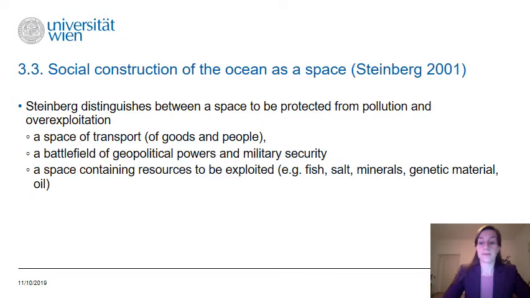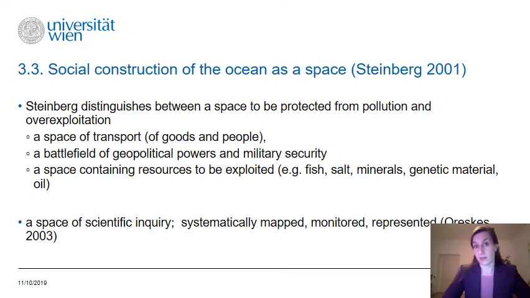The first one being the ocean as a space of scientific inquiry, a space that is systematically mapped, monitored, and represented. And secondly, as a space to be protected. Because in 2001, the debate on ocean protection, the political measures, and the attempts to develop new legal framework was not as progressed as it is today. And also the scientific knowledge wasn't, as you could see from the census of marine life that only started in 2001. So I would argue that we need to extend the social constructions that Steinberg has identified by these two notions: the ocean as a space of scientific inquiry and the ocean as a space to be protected.